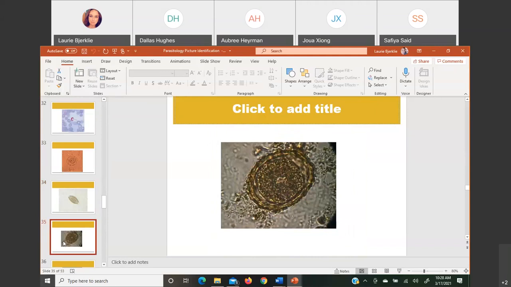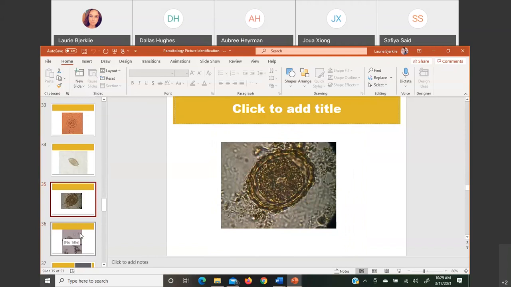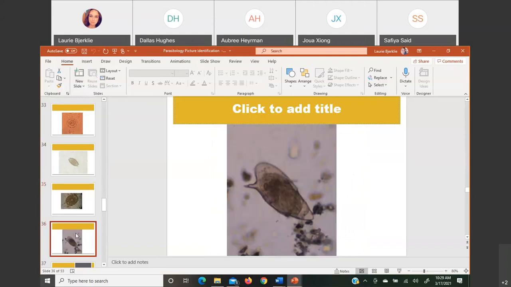Good. This was that new one we put in earlier. Yep, it is Ascaris lumbricoides, that nice bumpy shell that it has, the roundworm. Good. This one is your Schistosoma mansoni with the big, large lateral spine.